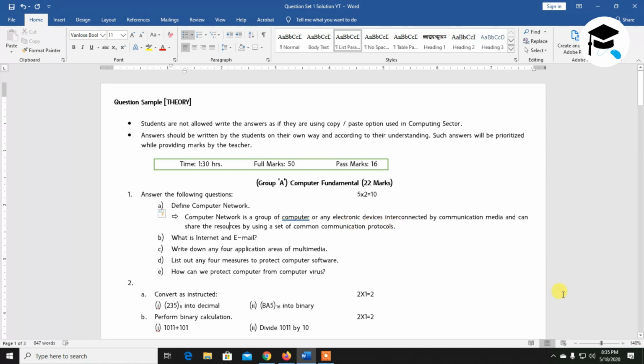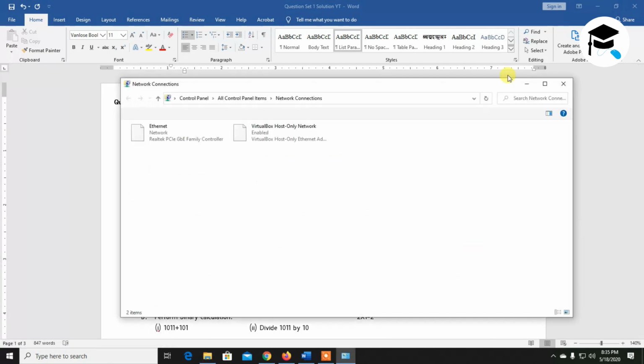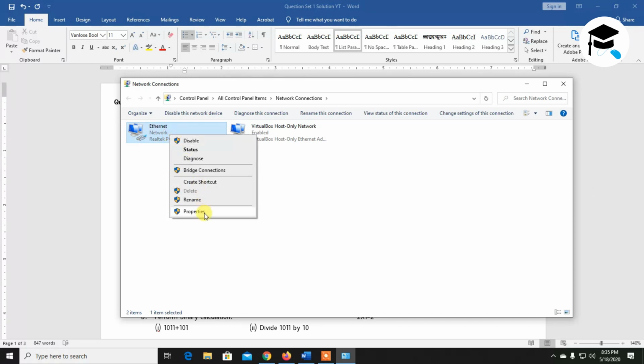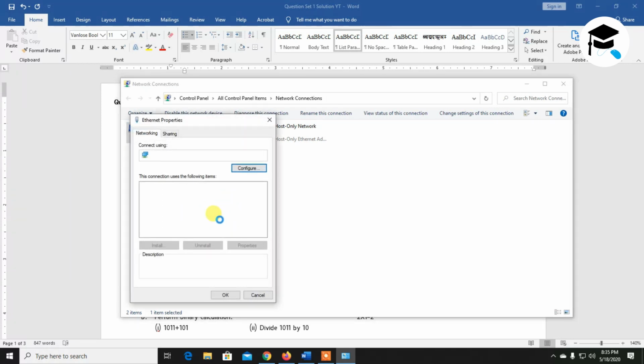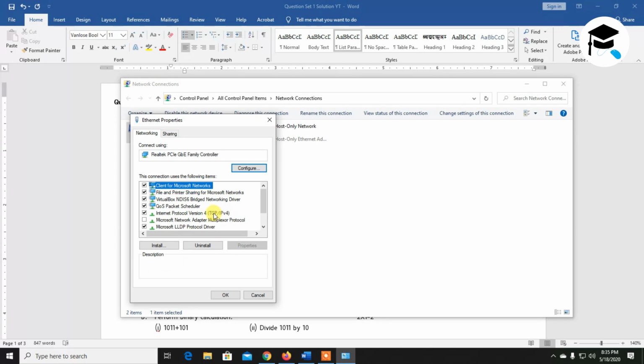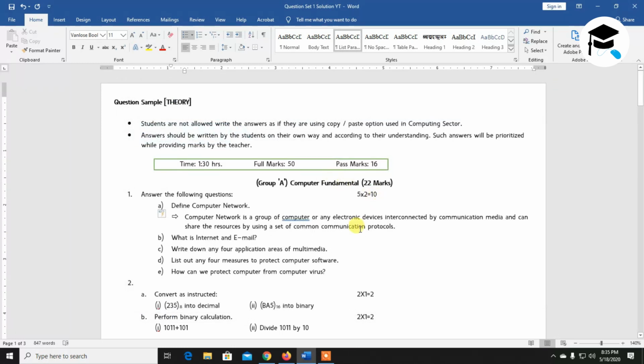For example, you might have set the IP address in your computer by typing ncpa.cpl. If you go to this location and visit the properties option, here you can see different options. Here TCP/IPv4: V means version, and P means protocol. This was the protocol we have written here. Protocol means rules and regulations. Here protocols are the rules and regulations by the help of which data can transfer from one device to another device. So I think you have got it.